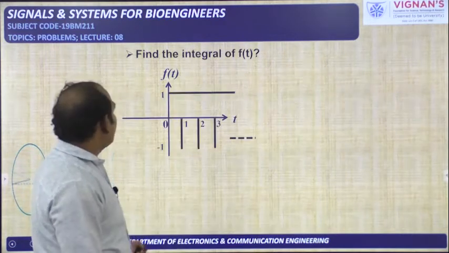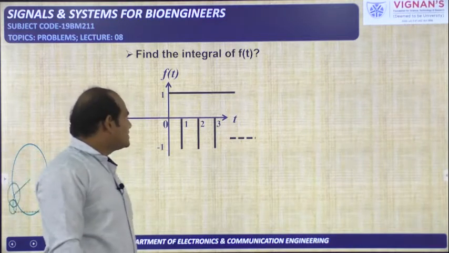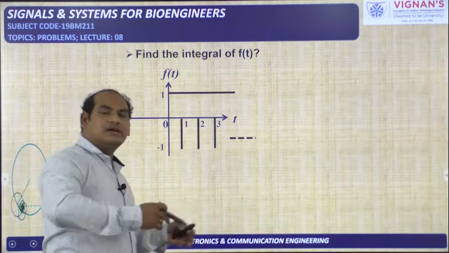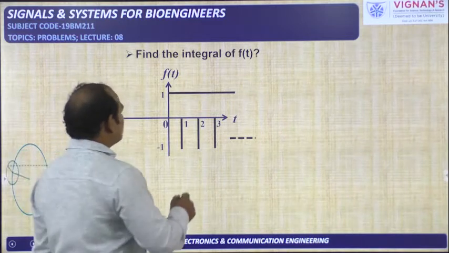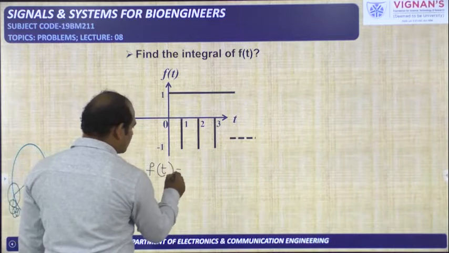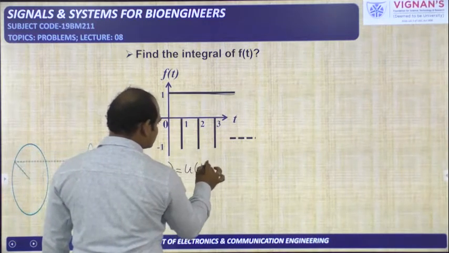Now for this signal we need to find the integral. It is a given f of t signal. Now for this one we need to do the integration. Now I will do this problem by taking the mathematical representation. So f of t is equal to, it is like a unit step signal. So u of t is available.